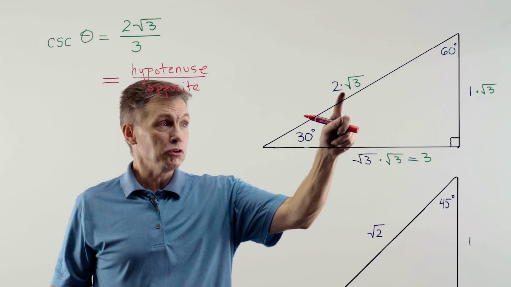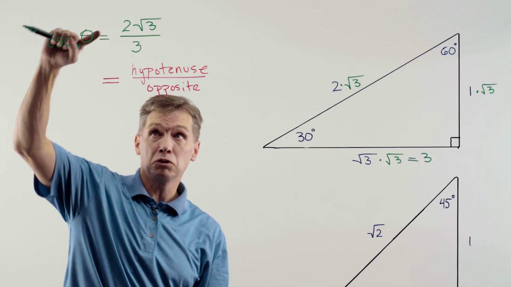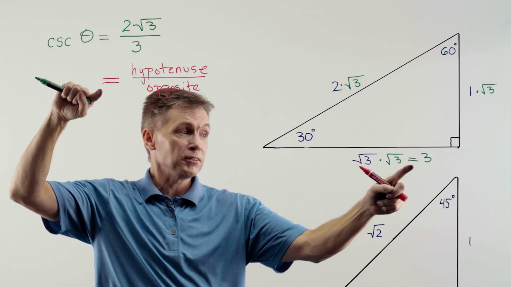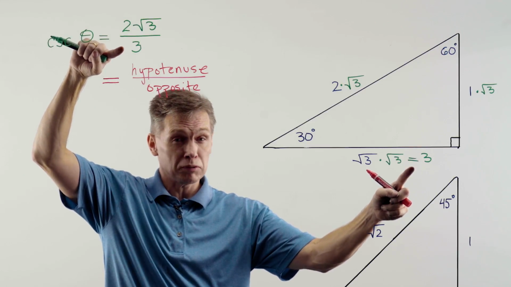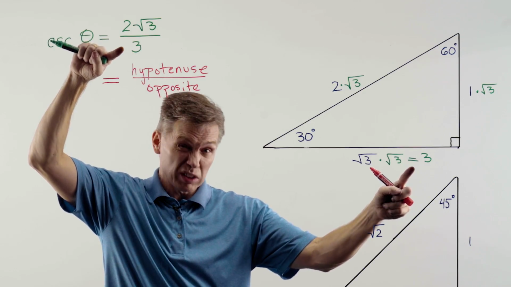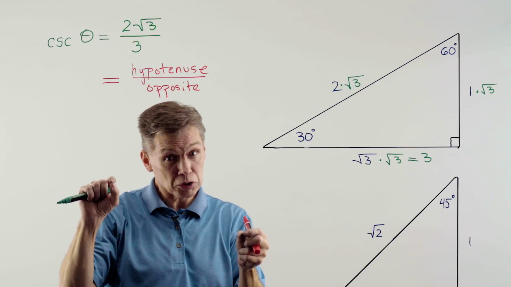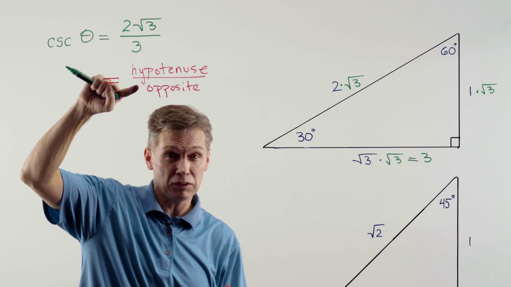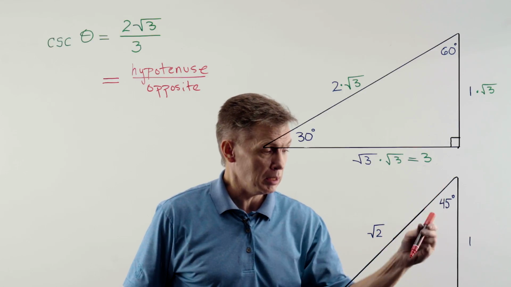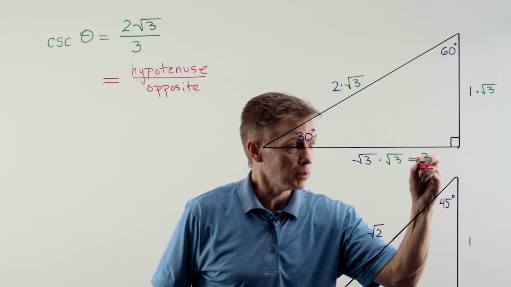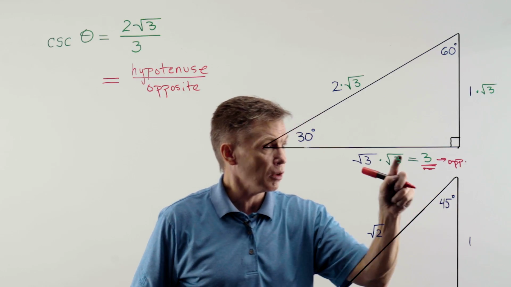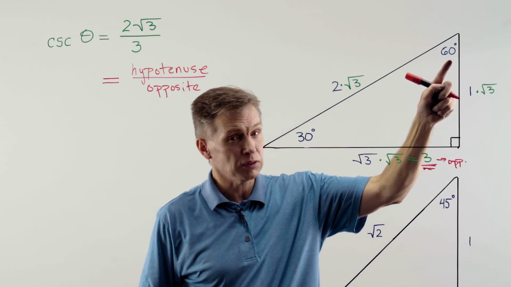The hypotenuse is 2 times the square root of 3, which is what I want in my numerator. And the one side is 3, and that's what I want for my denominator. I paused on that because now you want to make sure that that side is the opposite. So I want this side to be my opposite. That's the side opposite the 60.